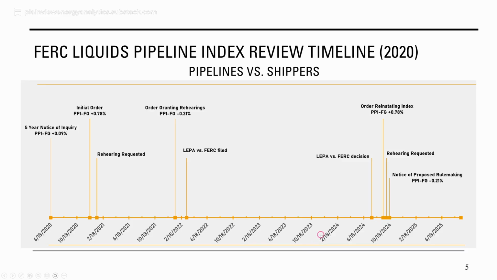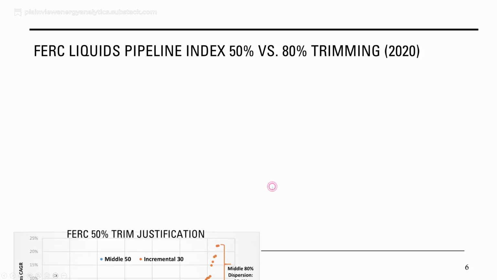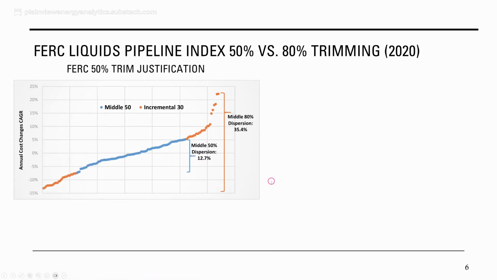It certainly can change the rates pretty significantly over time, due to compounding. So we'll look at this, just to see what the actual pipelines argued.